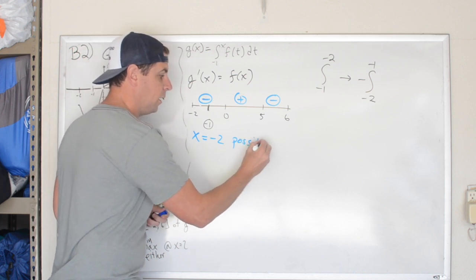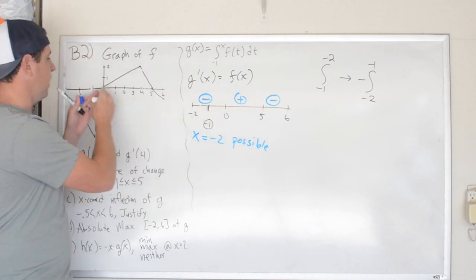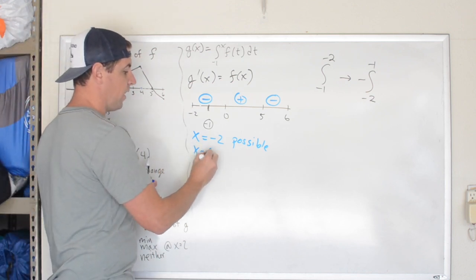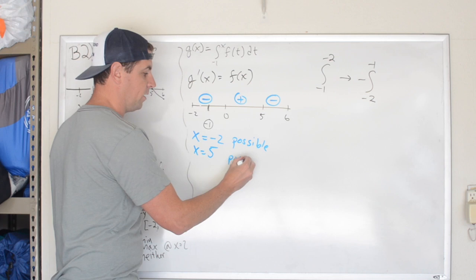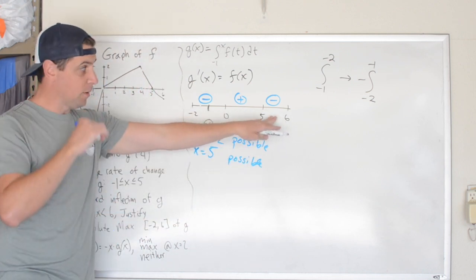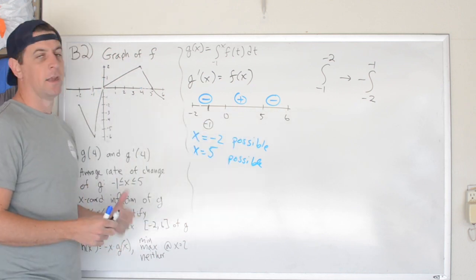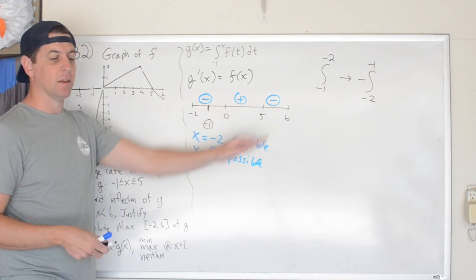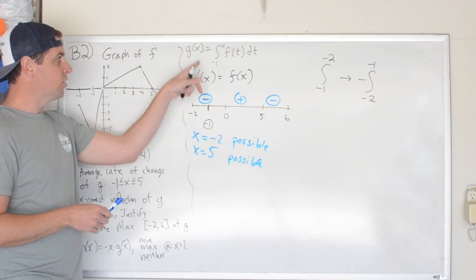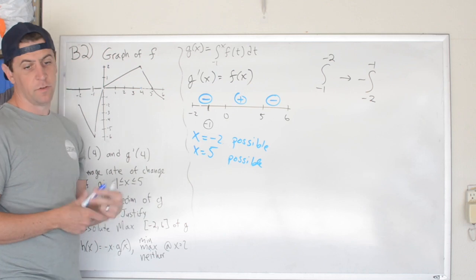In addition, although we have some negative area, all this positive area between 0 and 5 means that this is also a possible maximum. So x equals 5 is also possible. These are our possible values we want to consider. We don't need to consider 6, the endpoint, because the area from 5 to 6 is all negative, so there's no way we get an absolute max when we're adding negative area to that. So we need to find G of -2 and G of 5 and figure out which one of those numbers is larger.